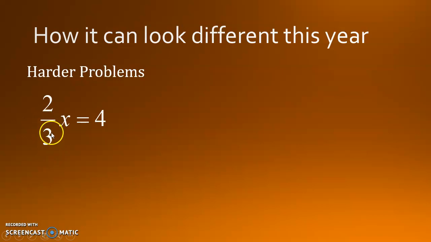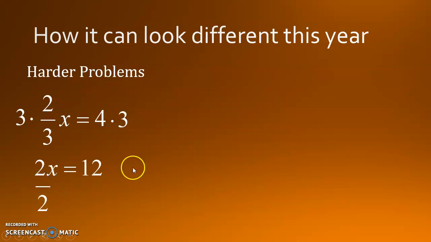The first thing I want to do is move this 3 over to the other side. It's being divided, so it's divided by 3. So I'm actually going to multiply both sides by 3. These 3's are going to cancel out. And I got 2x, 2 times x, 2x equals 12. And now it becomes a problem like we had last time.